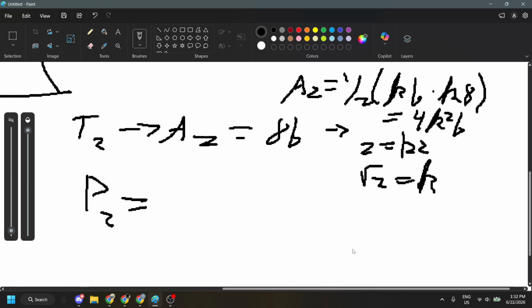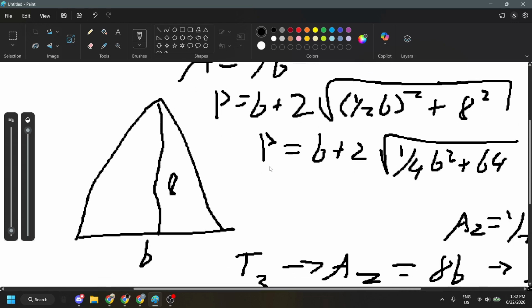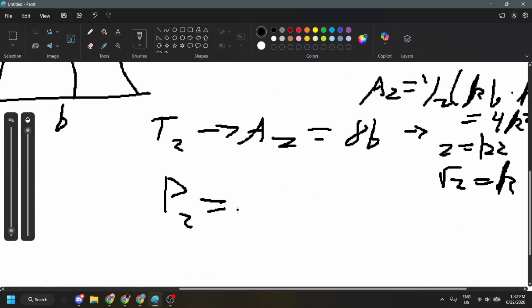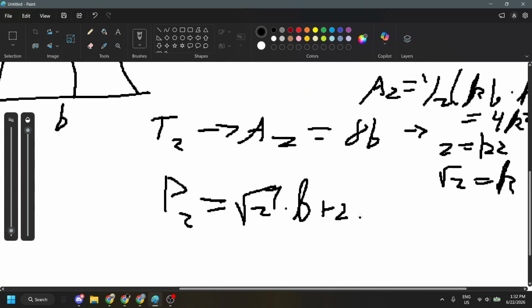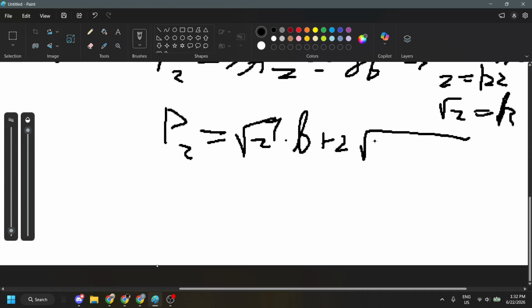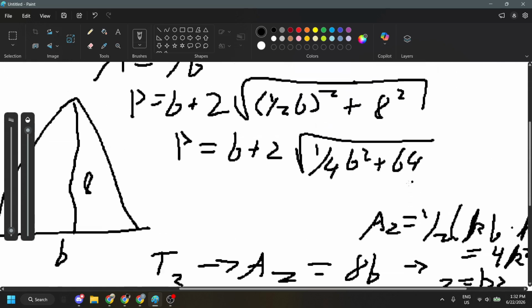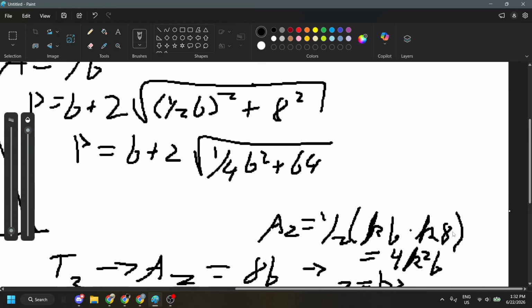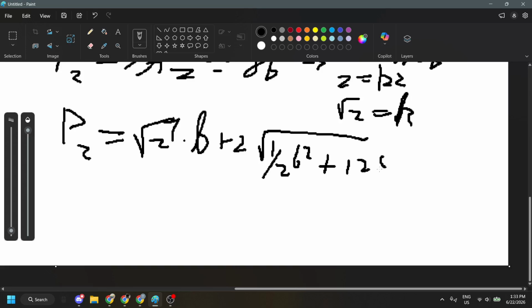So we have 8 root 2 for the height, and root 2 b for the base. So the perimeter of triangle 2 is going to be root 2 times b, plus 2 times the square root of 1/2 b squared plus 8 root 2 squared, so it's just going to be 128. So this is our answer once we find what b is.